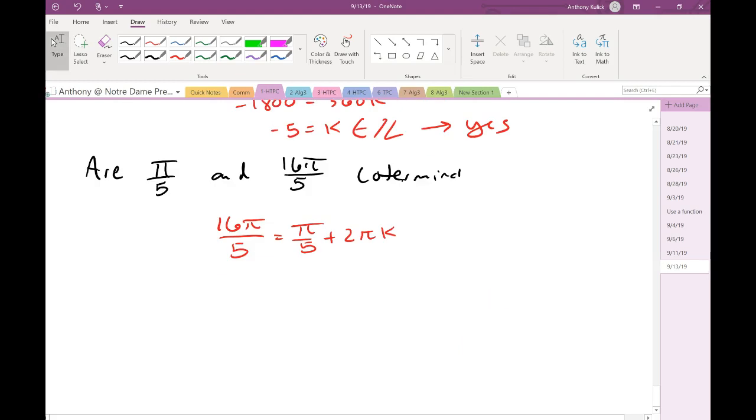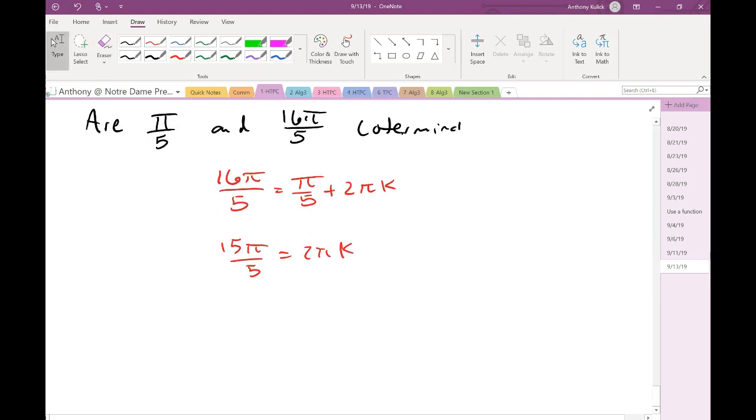So we'll start by subtracting pi over 5 from both sides. When I do that, I notice immediately this reduces. And when I divide both sides by 2 pi, I get 1.5. So we'd say, no, they're not coterminal.